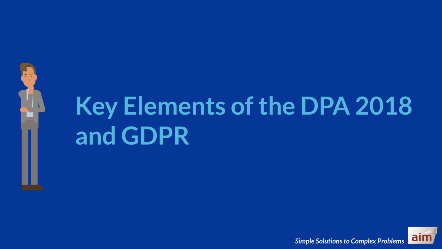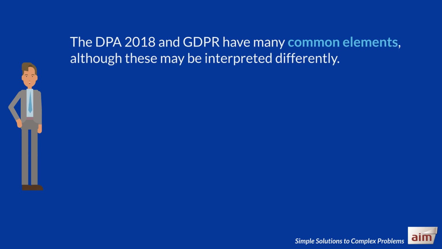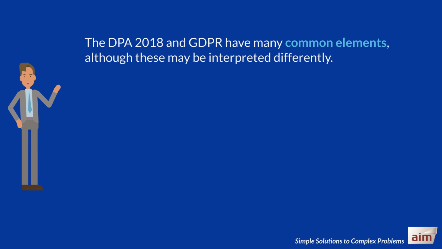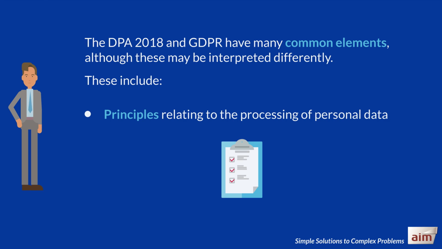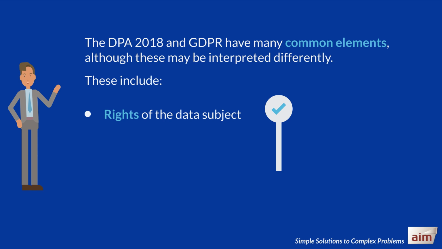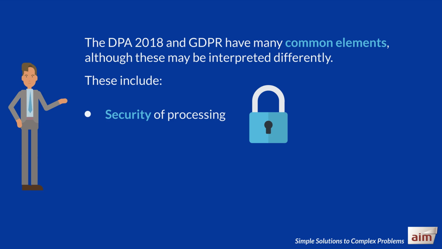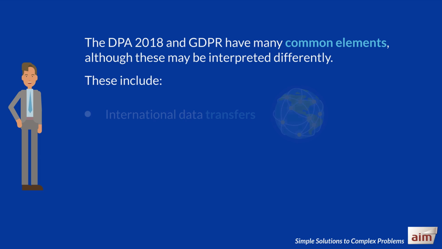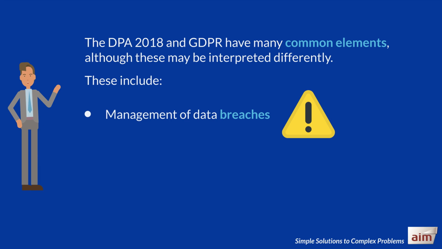Key elements of the DPA 2018 and GDPR. The DPA 2018 and GDPR have many common elements, although these may be interpreted differently. These include principles relating to the processing of personal data, rights of the data subject, security of processing, international data transfers, management of data breaches.